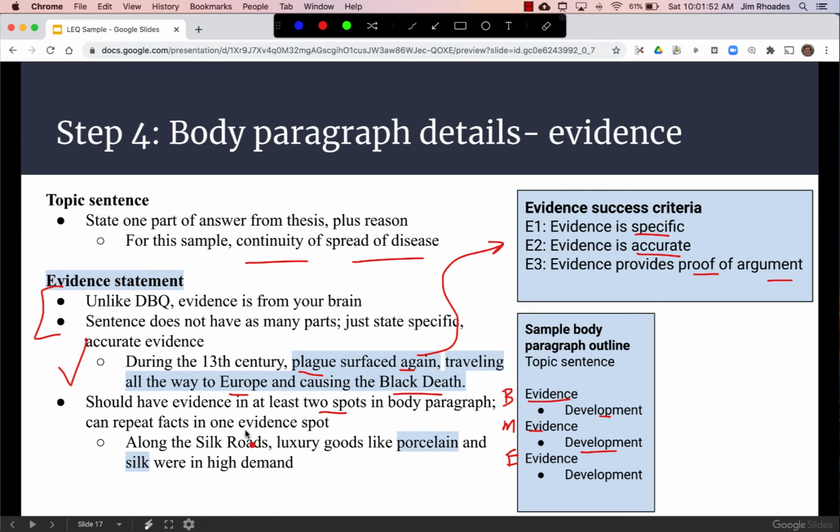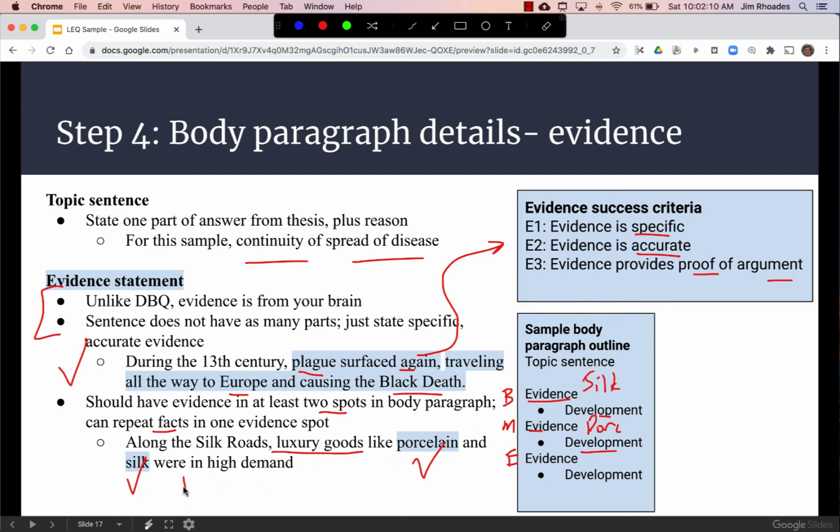One way you can have a lot of evidence is to repeat facts. So if I know that luxury goods were traded on the Silk Roads, and I say like porcelain and silk, that's actually 2 pieces of evidence. And I probably don't need to say they traded silk, and here's why. They traded porcelain, and here's why. It's going to be a bit repetitive.